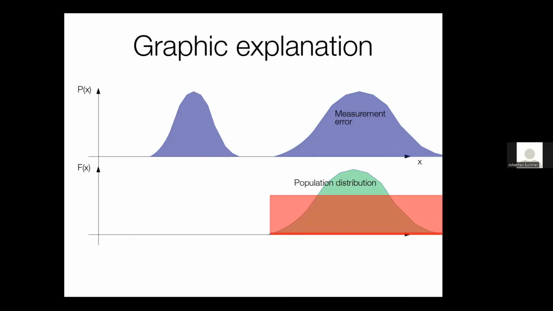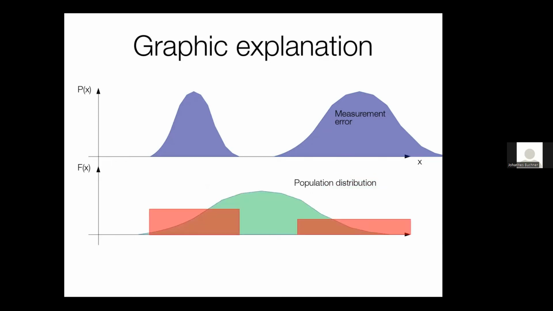But if you have two measurements, two objects, then this distribution doesn't cover that object, right? So having a wider distribution that integrates to a good value here and integrates to a good value here will be preferable. It will give you a higher likelihood at the end.